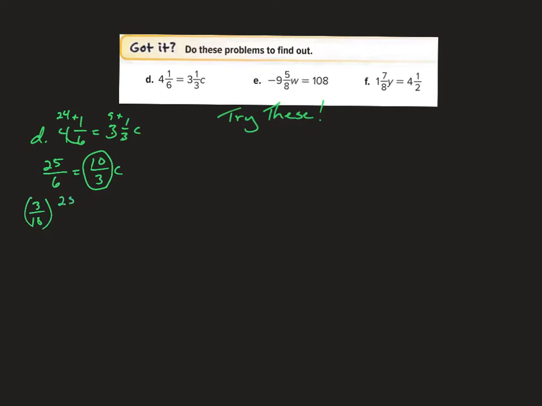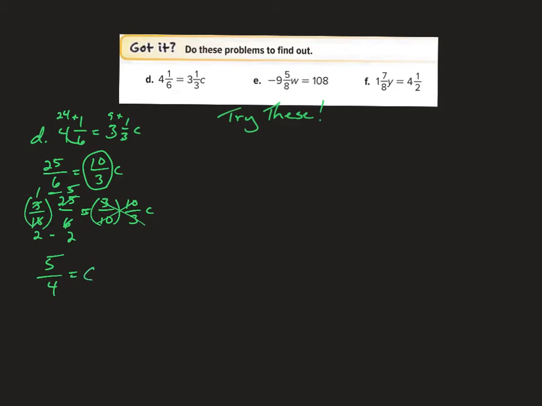So 3/10 times 25 over 6 equals 3/10 times 10 over 3c. I like to put my fractions right next to each other. It's just much easier to compare and work with the values. So on the right-hand side, those two cancel out. I can do some factoring here. I can factor a 3 out of 3 to get 1, and 6 divided by 3 is 2. I can factor a 5 out of 10 and 25, so 10 divided by 5 is 2. 25 divided by 5 is 5. When I multiply straight across, I get 5 over 4 is equal to C.